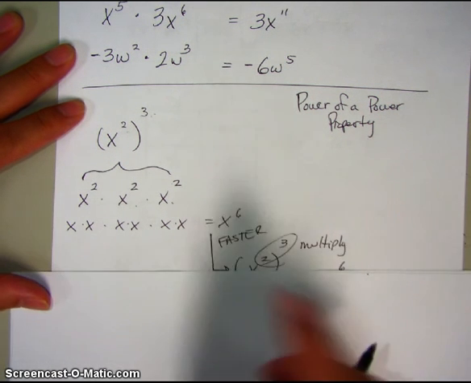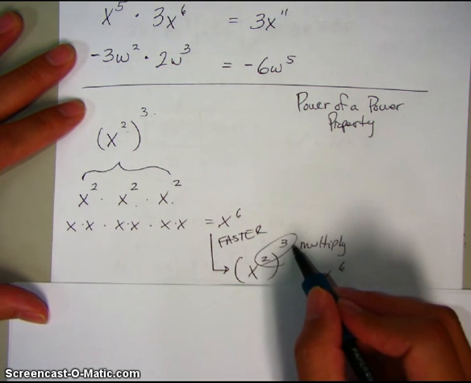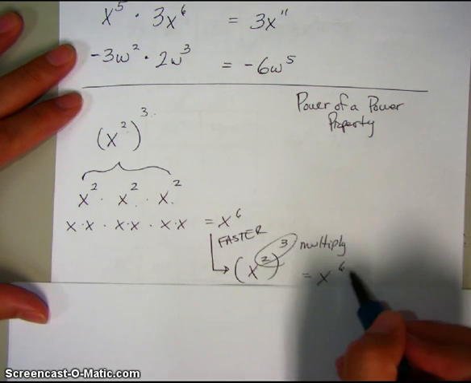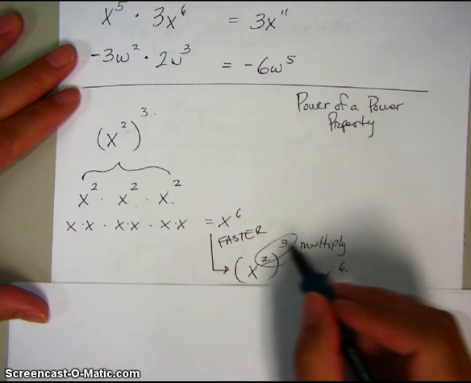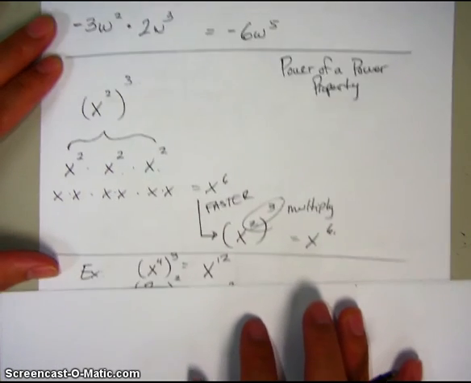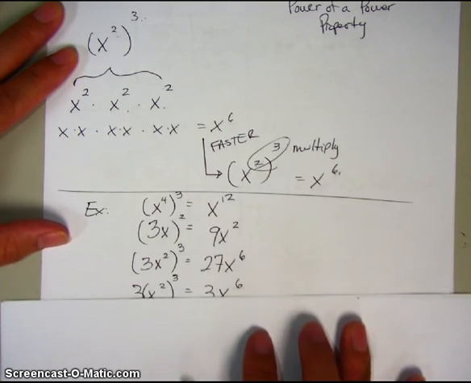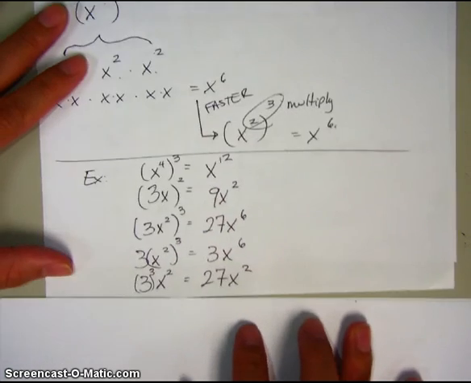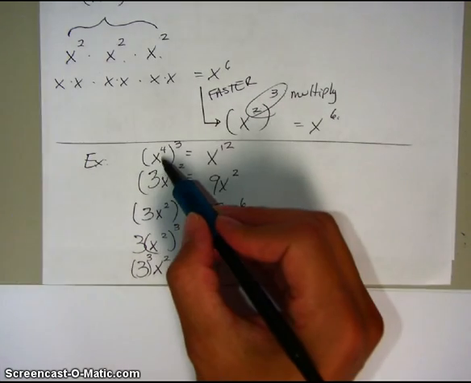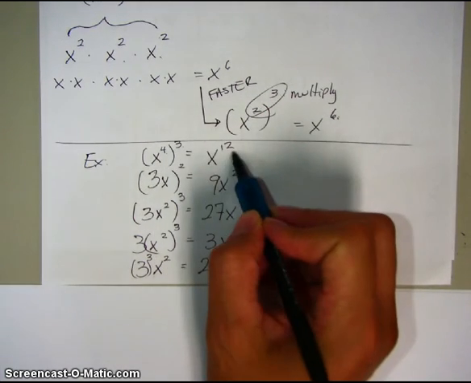But there's a faster method. Just multiply your exponents. Okay, so one base, 2 exponents, you multiply. Say, hey, there's going to be 3 of those, and there's 2 already, so that's 6. Here's some examples, and you can just check to see. I did a few just to kind of see. So x to the 4th to the 3rd, that's x to the 12th.